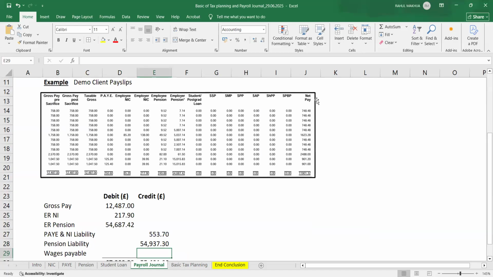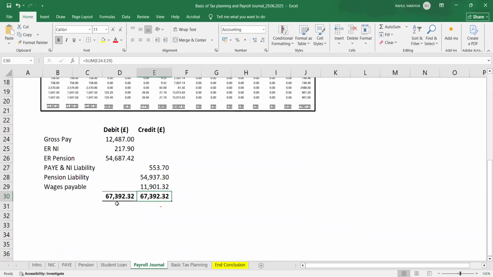Wages payable is always our net pay, which is 11,901.32. Here you can see our total is equal for the journal, which means our journal is correct. So this is the payroll journal which is being posted in the books of accounts of the employer.